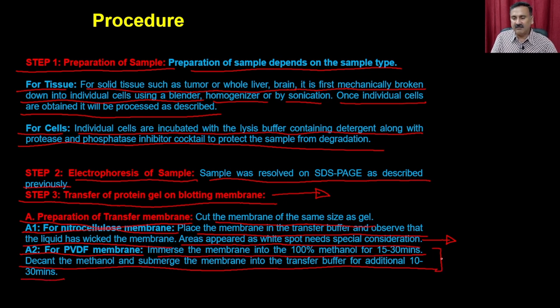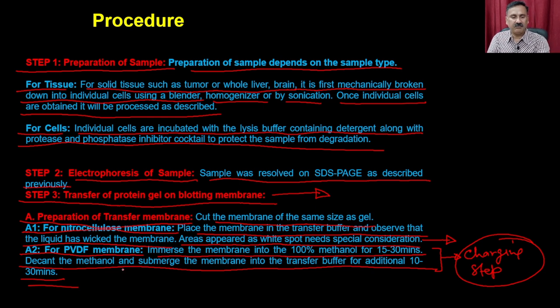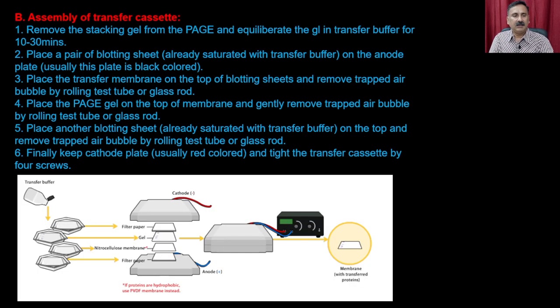So for the PVDF membrane, you are actually going to have a charging step. Charging step means you are going to treat the membrane with 100% methanol. And once you decant the methanol, you can submerge the membrane in transfer buffer for an additional 10 to 30 minutes. Okay, so that's how you prepare the membrane so that it is able to bind the proteins. Then in the next step, you're going to do the assembly of the transfer cassettes.